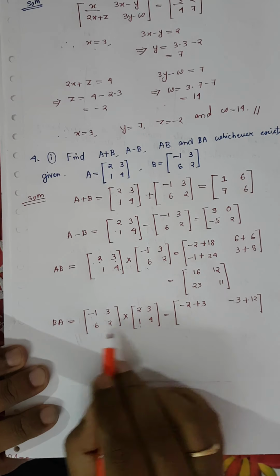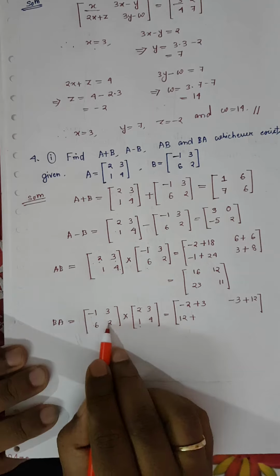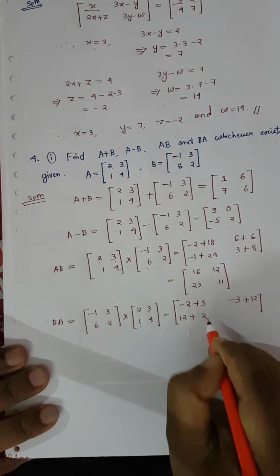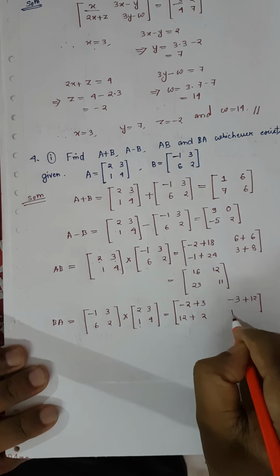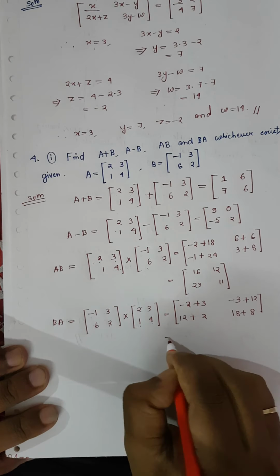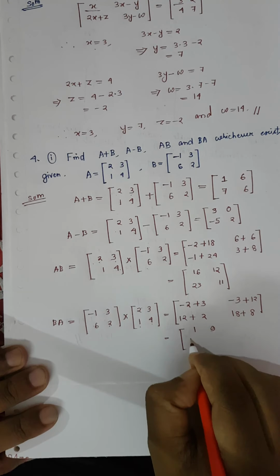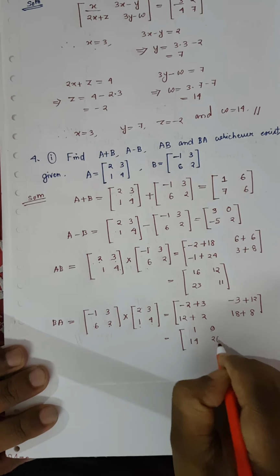Now second row, first column. 6 2s are 12. 2 into 1, it is 2. 6 into 3, 18. 2 into 4, it is 8. So your result will be 1 9 14 and 26.